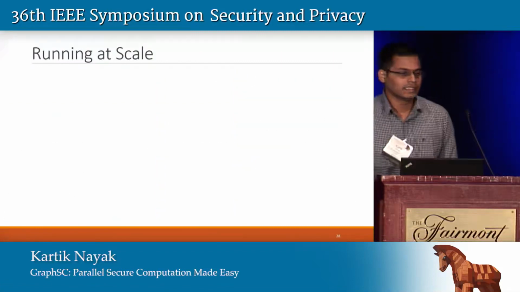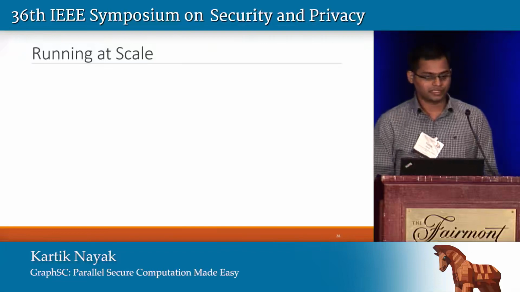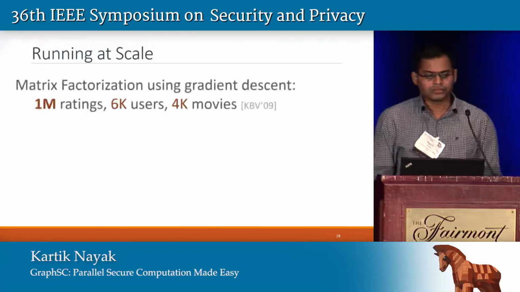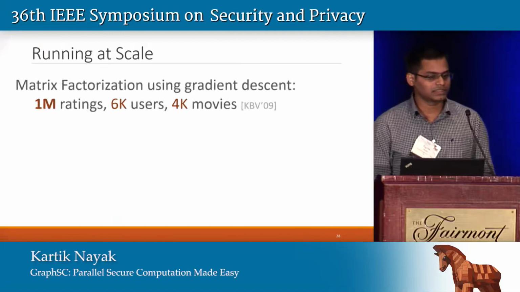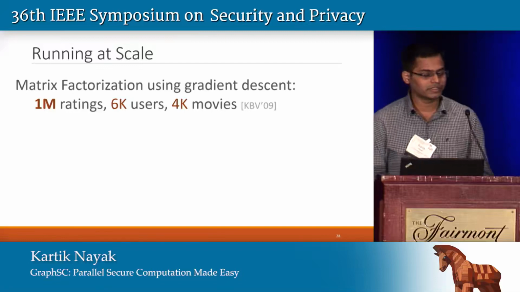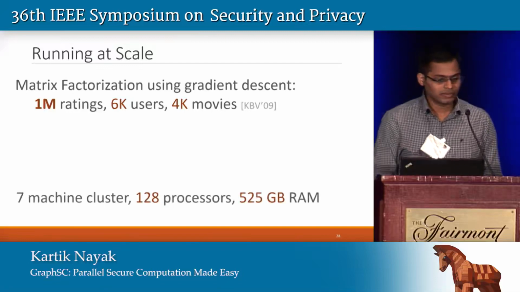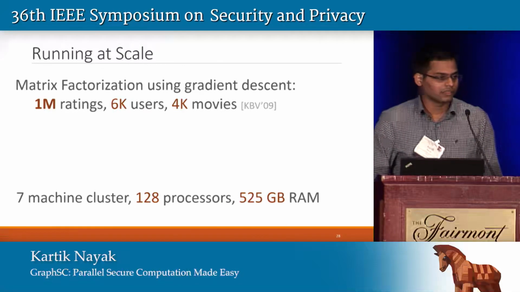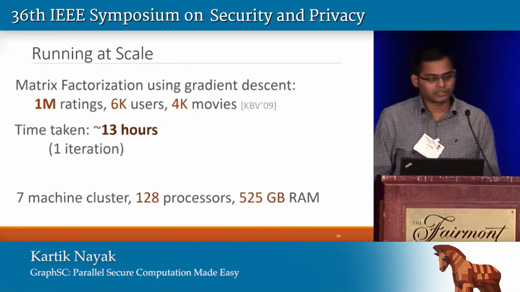So we had these 7 machines in our cluster, and we tried to run an experiment with a large input size. We could run this matrix factorization using gradient descent on an input size of 1 million, which comes from 6,000 users and 4,000 movies, and this is the MovieLens data set. We ran this on this 7 machine cluster, which had 128 processors, and we used around 500 gigabytes of RAM. The time taken for this computation was around 13 hours.